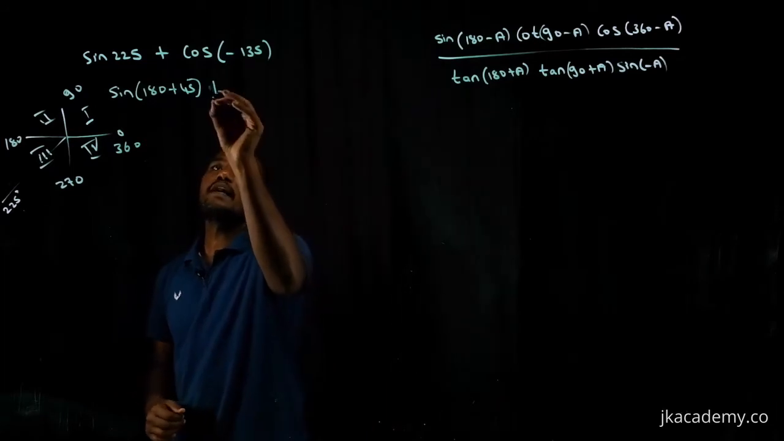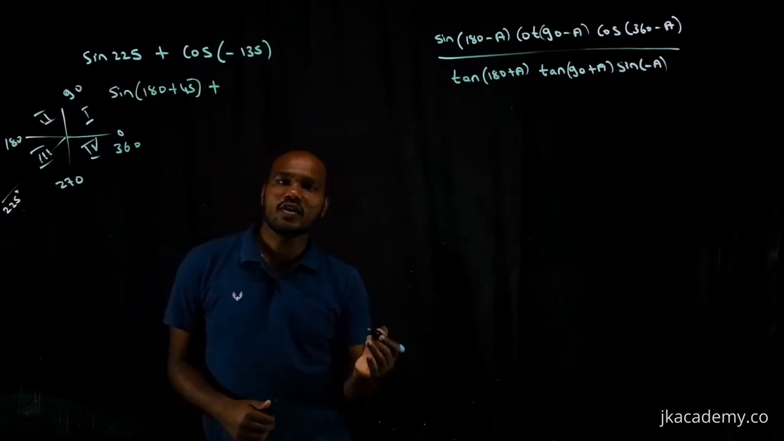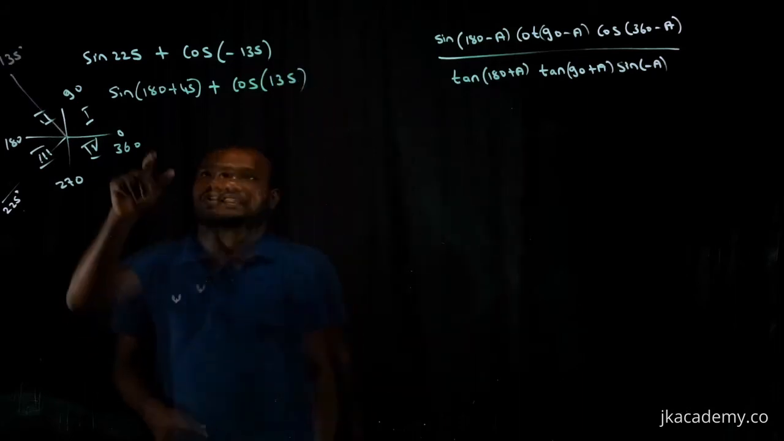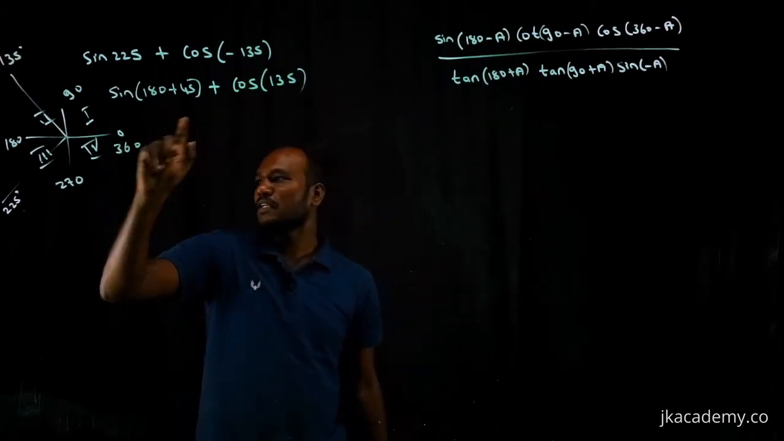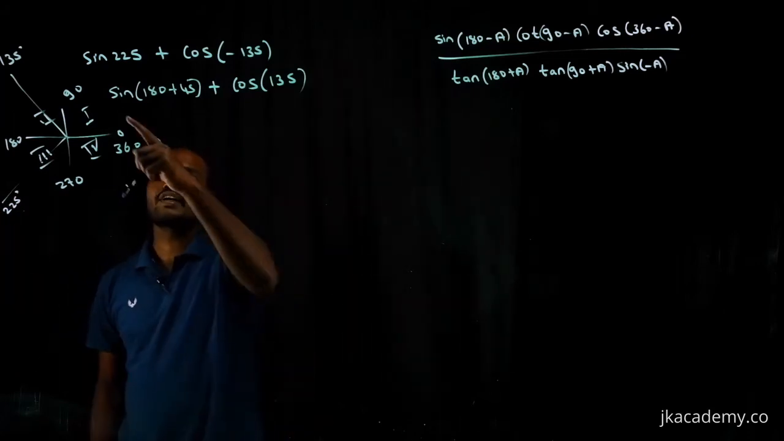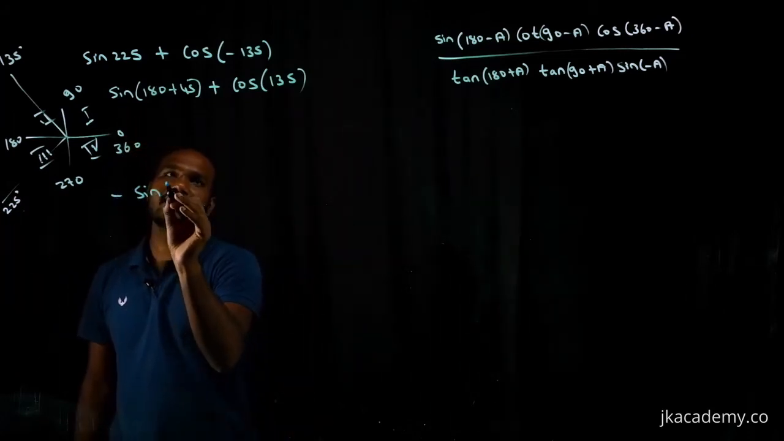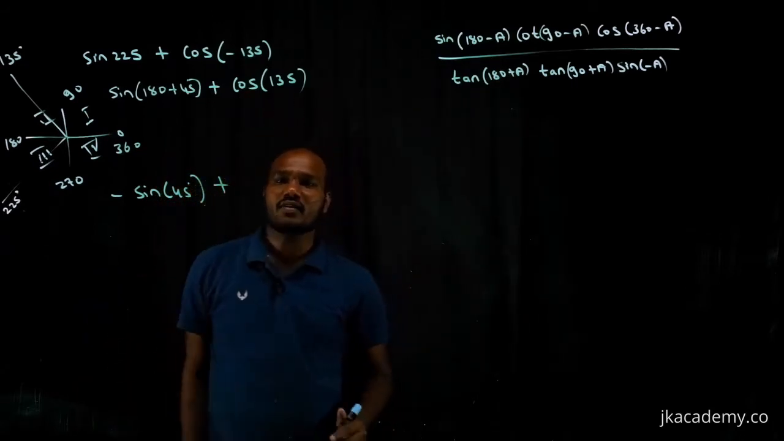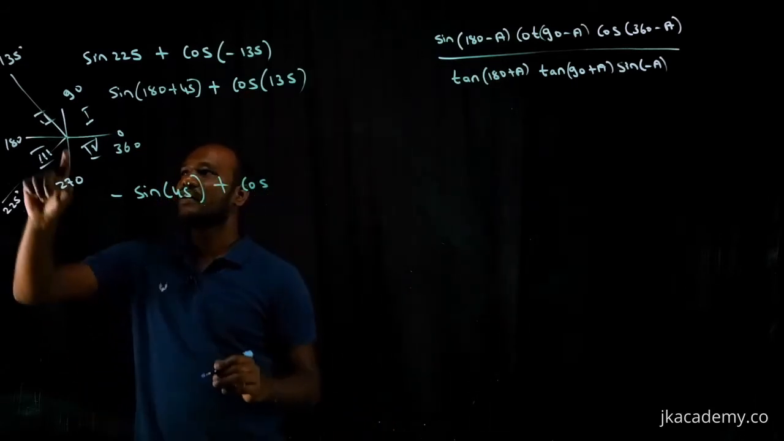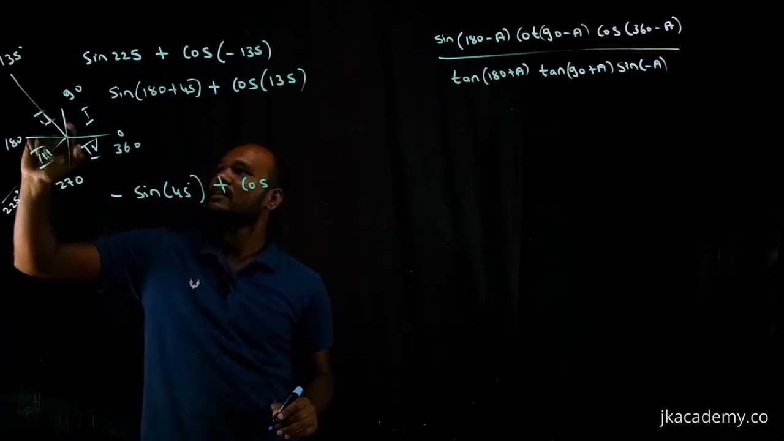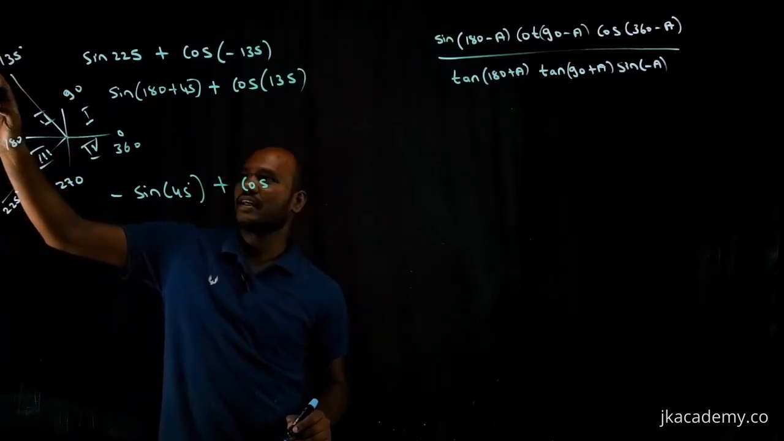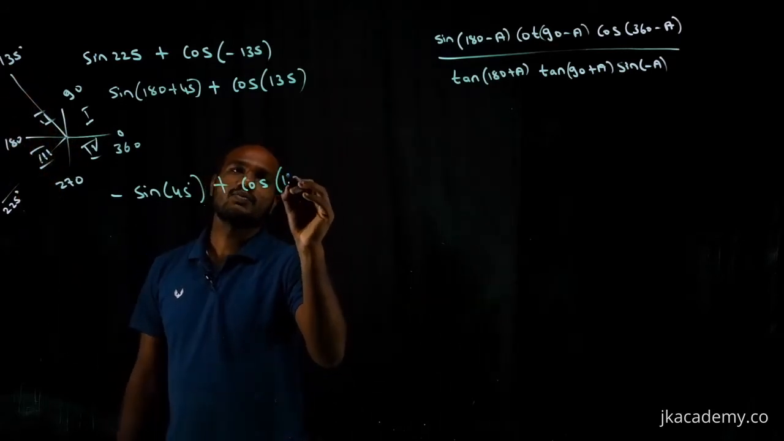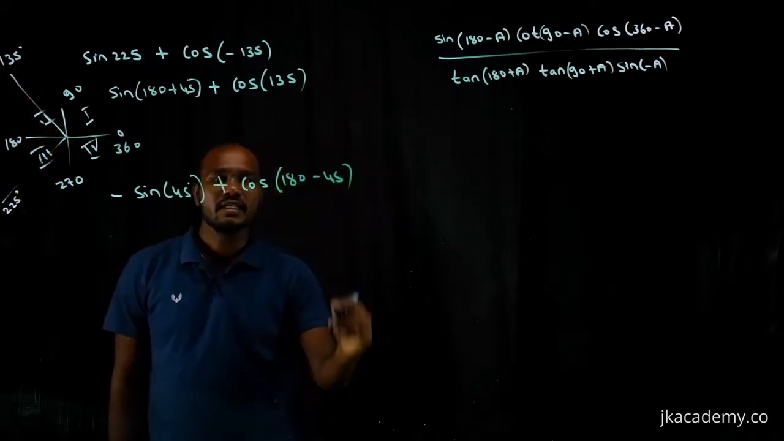Plus cos of minus theta. Cos of minus theta is cos theta, so this will be cos of 135 degree. Sine of 180 plus theta is in the third quadrant. In the third quadrant sine is negative, so minus sine 45 degree, plus again cos of 135. Cos 135 is somewhere here, in the second quadrant. That is 180 minus 45 degree.